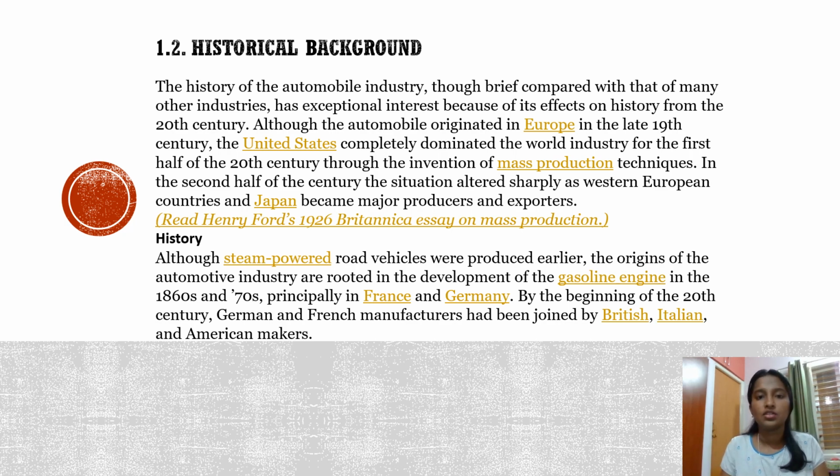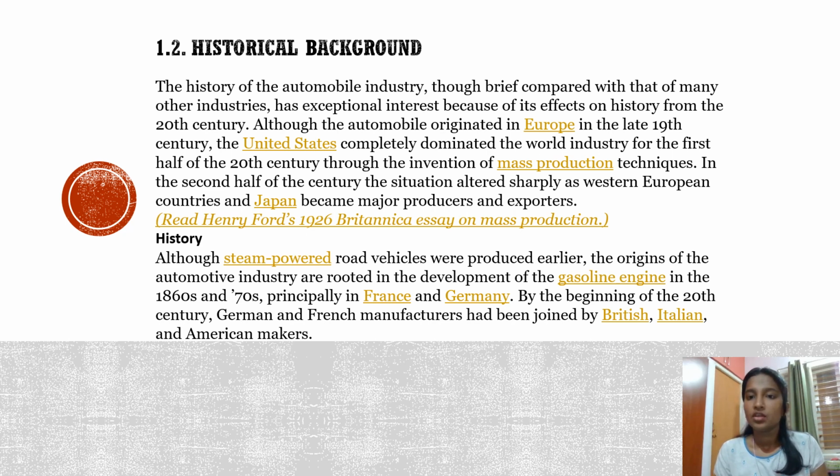Historical background. The history of the automobile industry, though brief compared with that of many other industries, has exceptional interest because of its effects on history from the 20th century. Although the automobile originated in Europe in the 19th century, the United States completely dominated the world industry for the first half of the 20th century through the invention of mass production techniques.